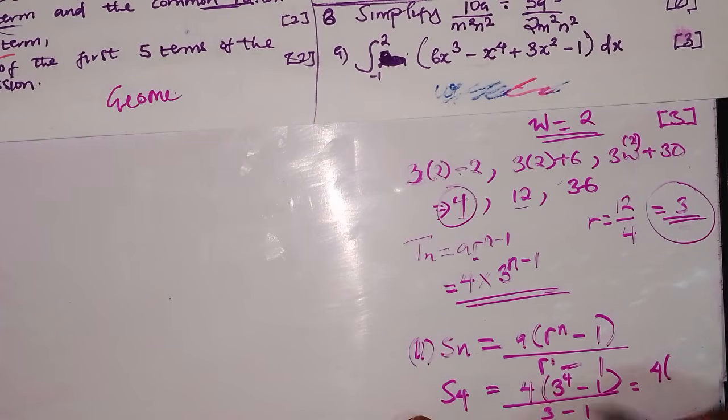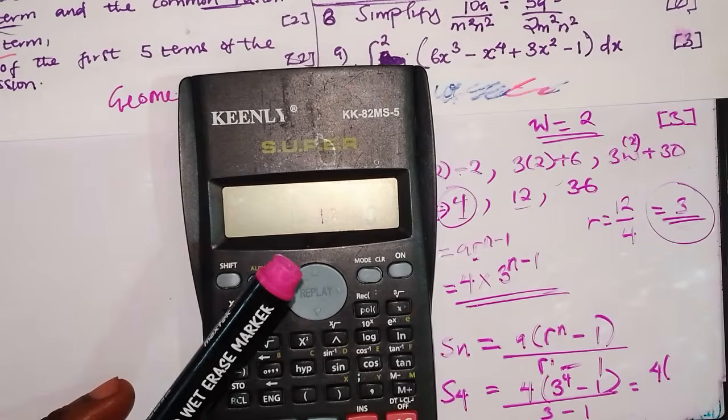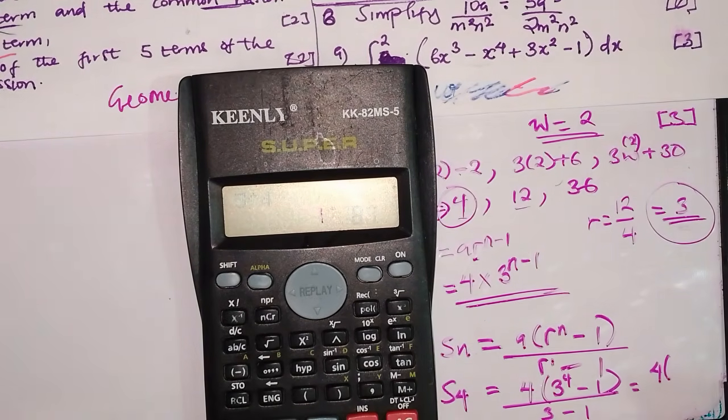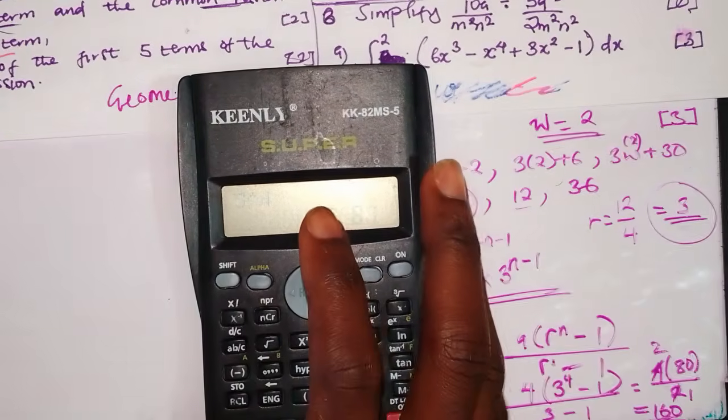3 to the power 4. You have a calculator. Don't feel lazy using it. So we have 3 to the power 4, which is 81, minus 1, giving us 80, divided by 2. So 2 here, 1, 2 here, 2. So 2 times 8, we have 160 as our sum. Meaning you have gotten your 7 marks.